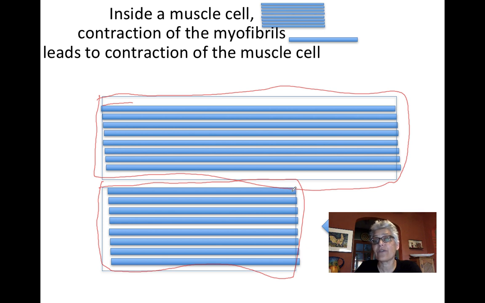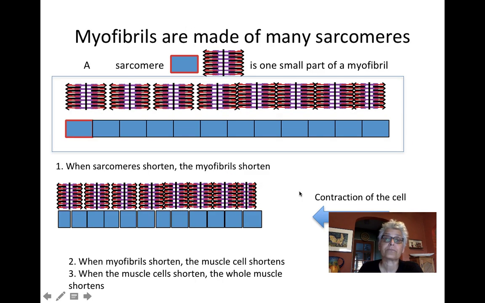And that is due to the fact that the myofibrils inside them can get smaller. So the muscle cell will go from long to short because the myofibrils are going from long to short. So let's take a look at how the myofibrils do that.